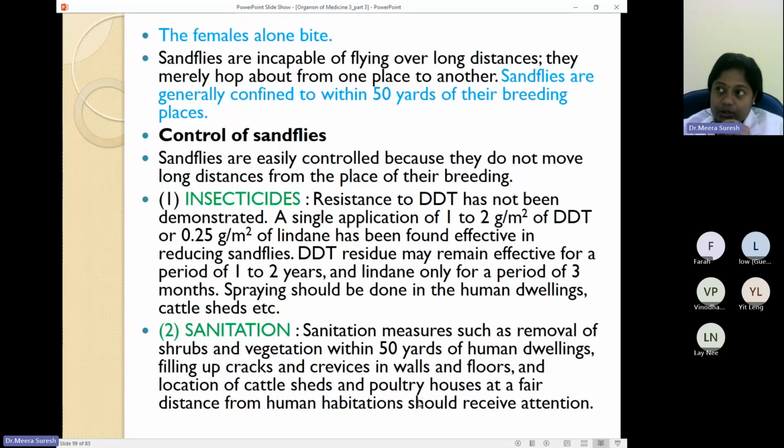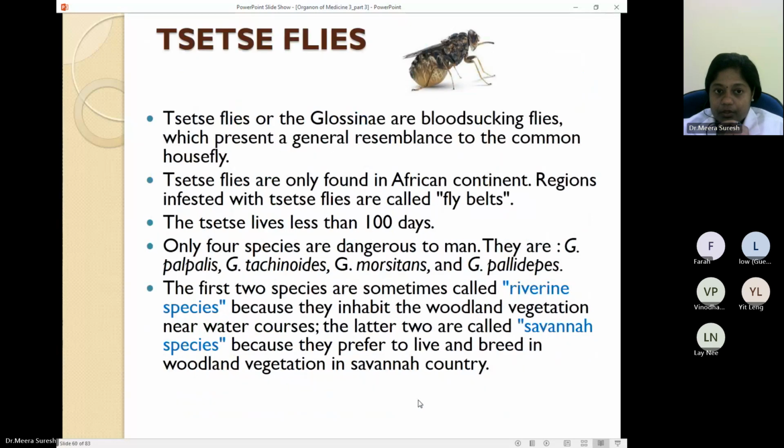So, as I already told in the class initially, the question may be like: what is kala azar, the causative factor, the signs and symptoms, and how to prevent. Then you have to come to this control of sandflies and mention this. Now we go towards, I think I'm not going to finish the chapter, but let's see.